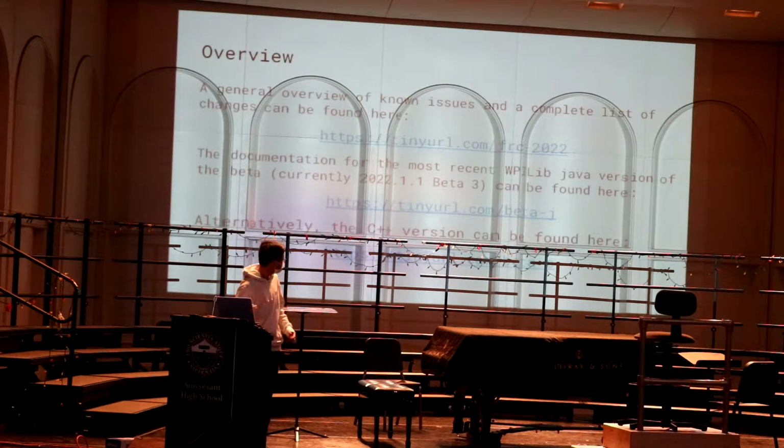can be found with the first link. Can you guys see the first link or no? This presentation bases the changes off of this link, and the second and third link. You can't really see the third link, but the second link is basically the beta documentation for Java, and the third link is the beta documentation for C++.